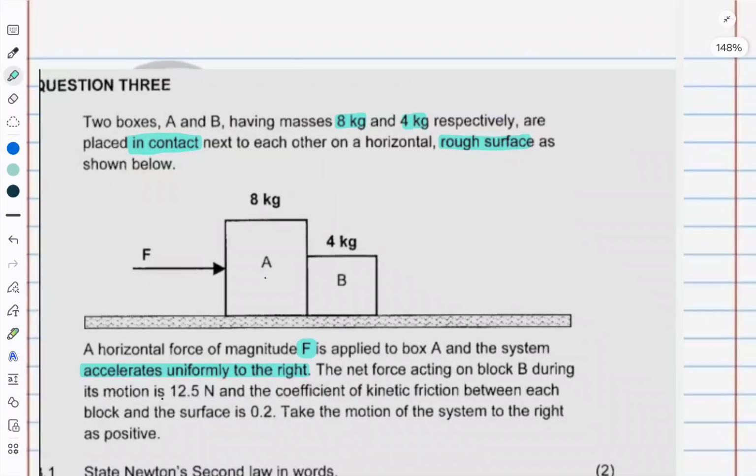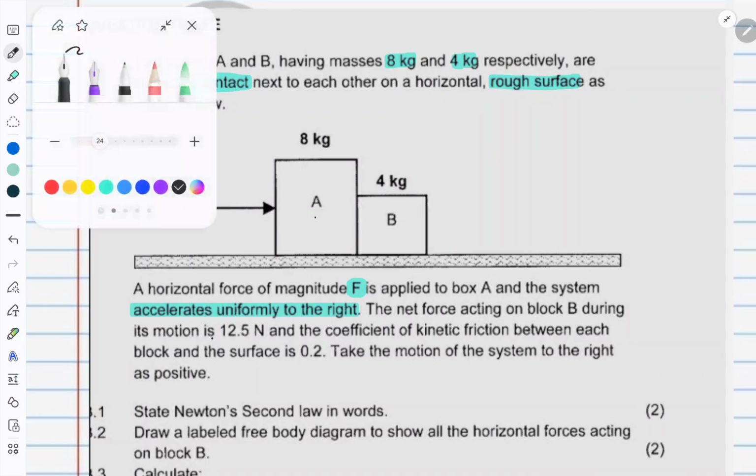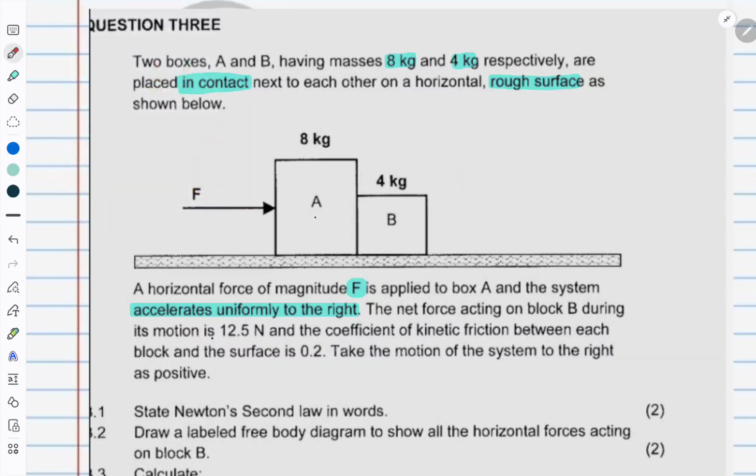Okay, so now we have that, and then the net force acting on block B during its motion is 12.5. Okay, so for block B we have a net force of 12.5. Interesting. So we can say Fnet for block B, so that you don't forget, because you can forget and start using this net force for block A or for the whole system of blocks. You don't need that. So you annotate it like that so that you don't forget.